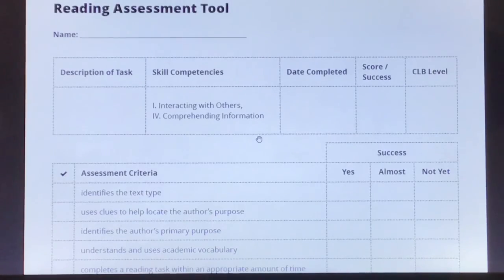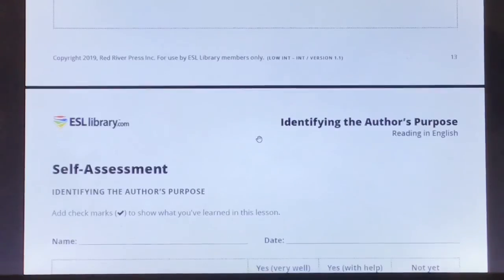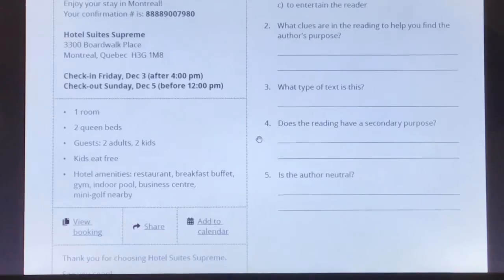Okay, so you do not need to do the reading assessment tool and do the self-assessment. You can just stop at page 12.